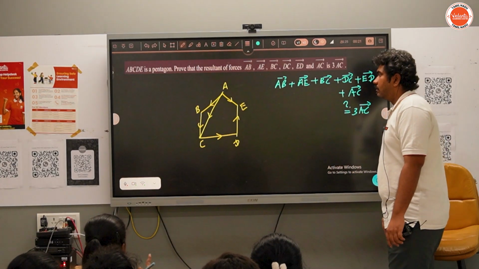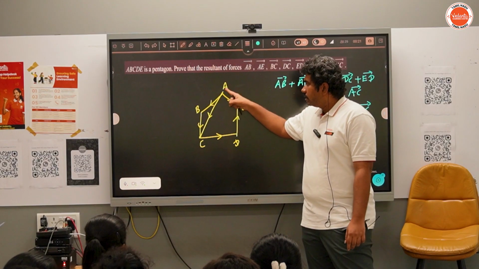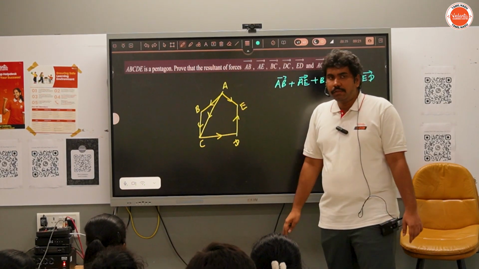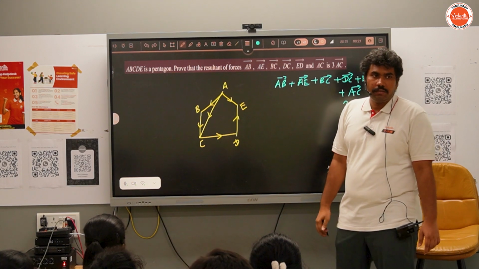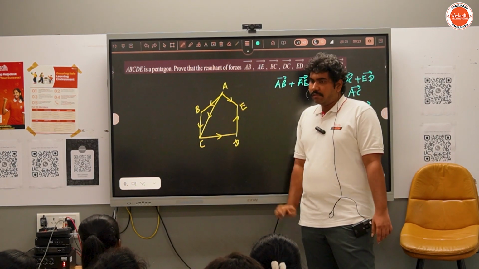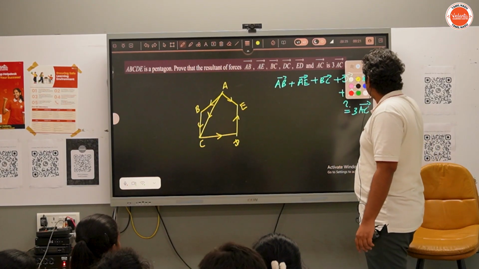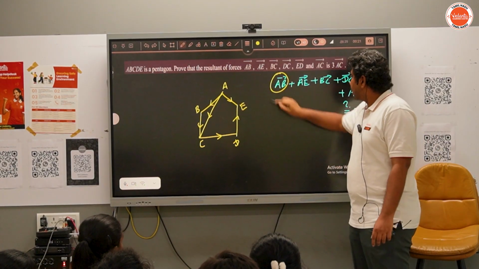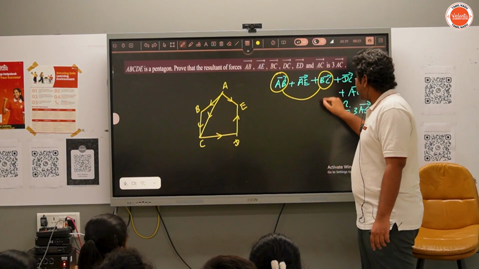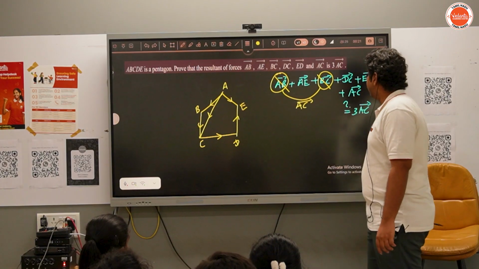Can you see that AB vector plus BC vector is equal to AC vector? That can be seen easily, right? AB vector plus BC vector equals AC vector. So we can just add these two, AB vector and BC vector. So that accounts for one AC vector.